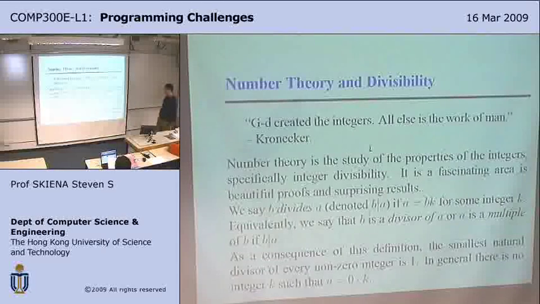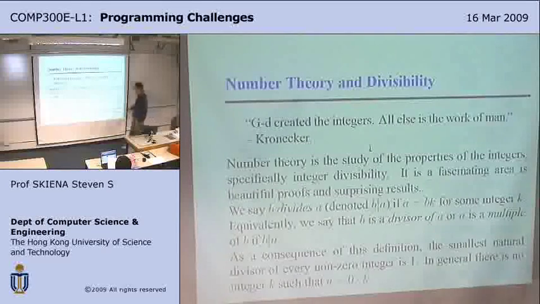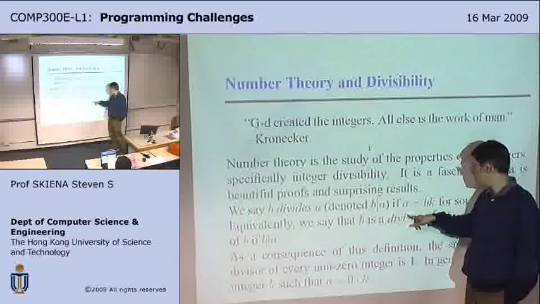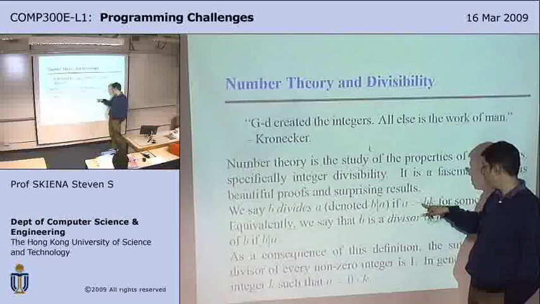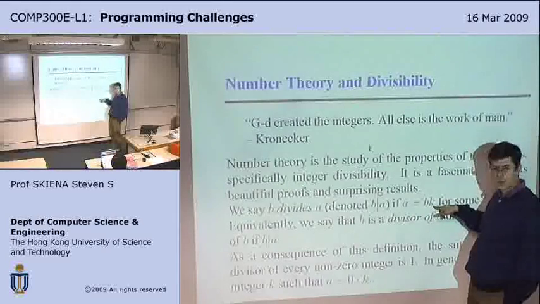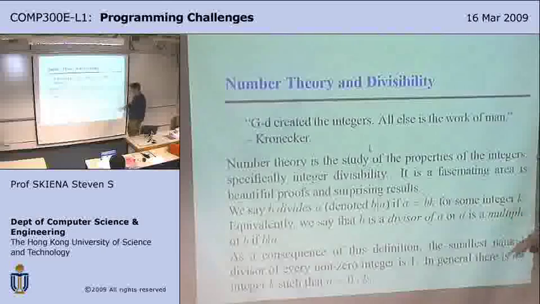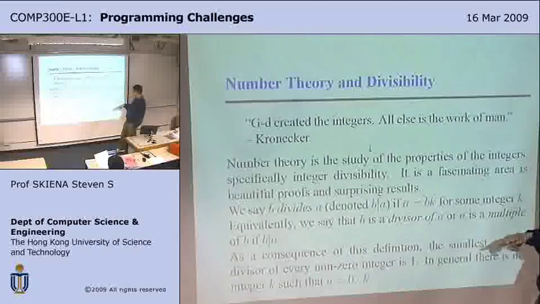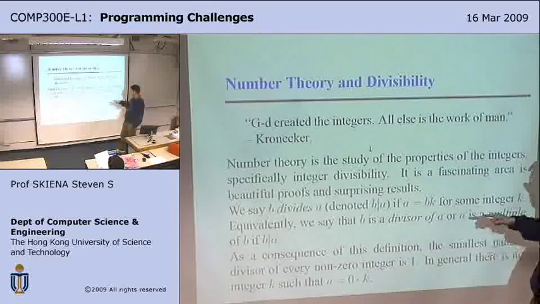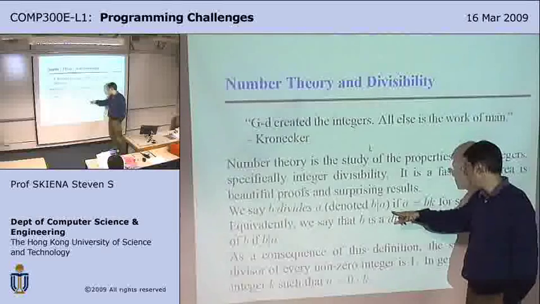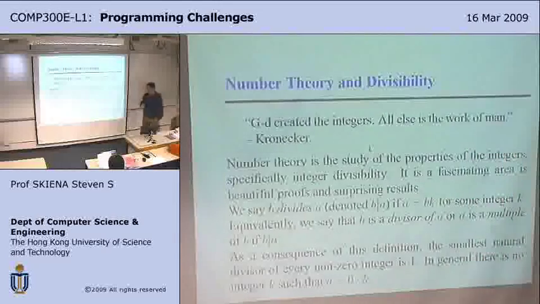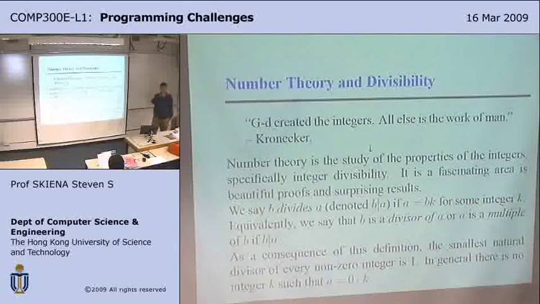Okay, so from this definition, what do we get? The smallest divisor of every non-zero integer is 1. Why is that? Does 1 divide A? The answer is yes, because A is equal to 1 times A. And it's not true for 0, because if 0 divided A, then A would be equal to 0 times something, and 0 times anything is 0. Any questions?